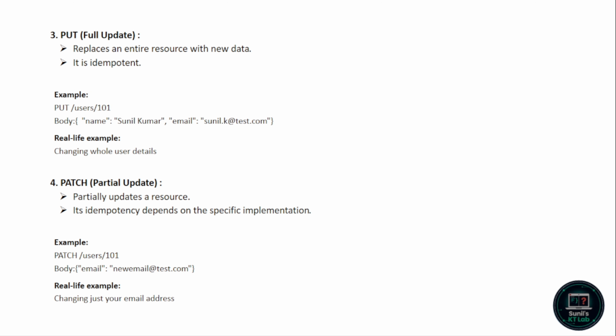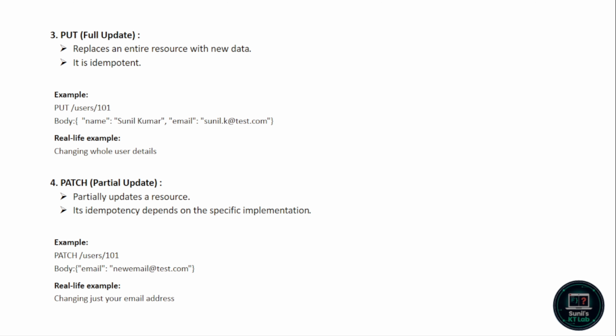Third is PUT, which is a full update. If your user wants to replace the entire resource with new data, it's called a PUT request, and it's also an idempotent method. Here the user already has an email and name, and wants to replace both details, so a PUT request is used. Changing the whole user details is the real example.